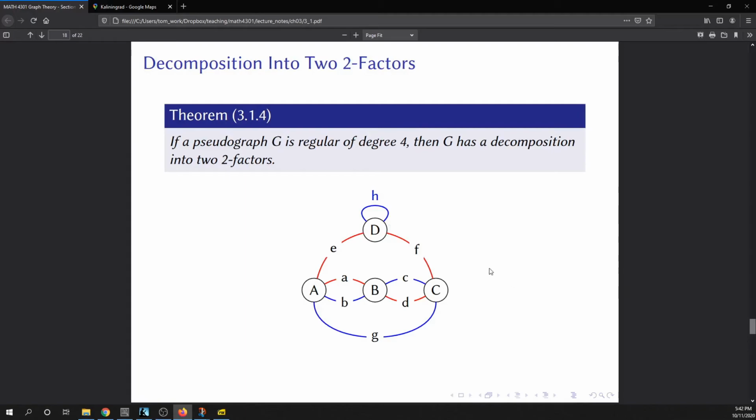Well, we know that because all of the degrees of the vertices are even. So you just start with the Eulerian circuit and then alternate the colors, and that will give this decomposition into 2 factors that you see here. Okay. So that's the idea behind that one.